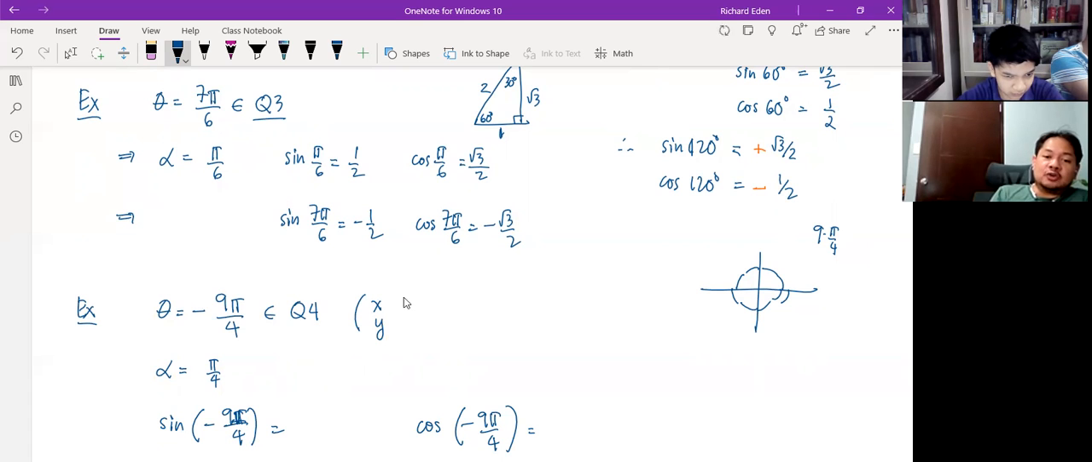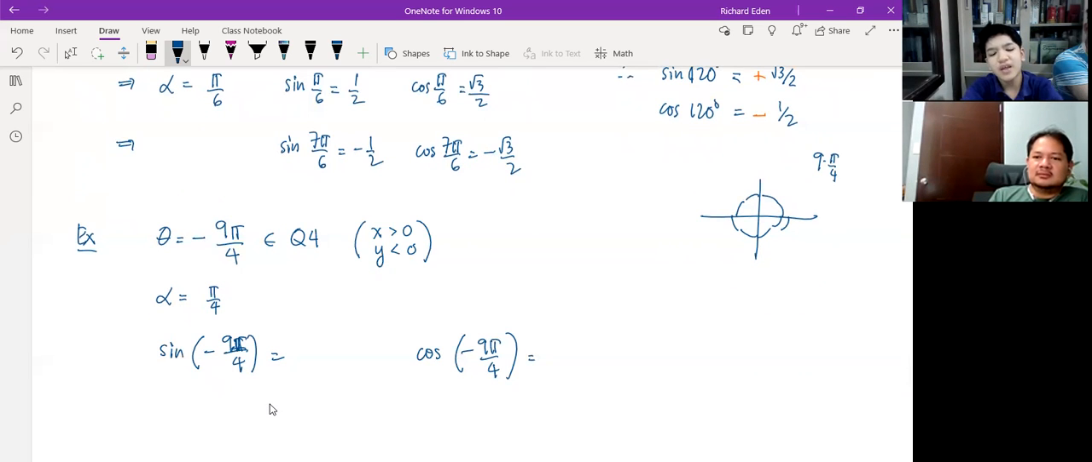In the fourth quadrant, are x coordinates positive or negative? X coordinates positive. And what about y coordinates? Negative. So tell me, what is sine of negative 9 pi over 4? Okay, wait lang po. So y is negative, so in quadrants 3 and 4, sine is negative. Then in 2 and 3, cosine is negative. So negative square root of 2 over 2. But since it's in the fourth quadrant, tangent is negative. Cosine should be positive. Yes, just think of x and y.